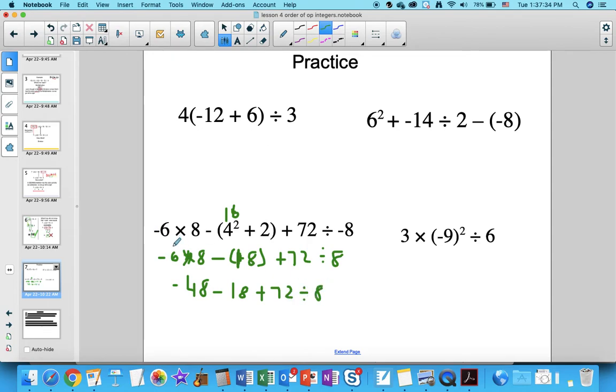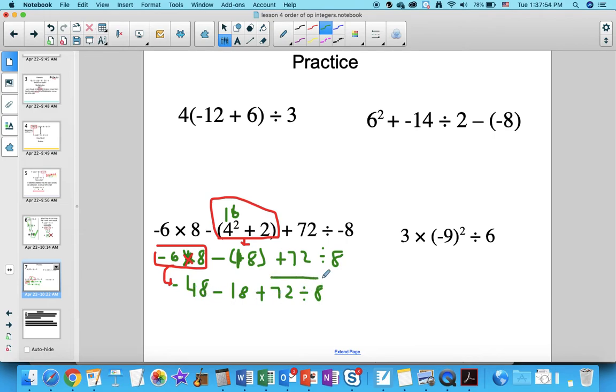See how I'm doing two numbers at a time? I did this part and then brought that in there and then rewrote the question. Then I did this part, and that's a multiply. Sorry, it looks really messy. Multiply. And it became this part. So minus 48 minus 18 plus 72 divided by 8.